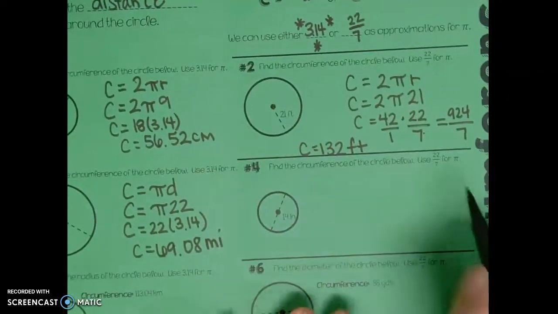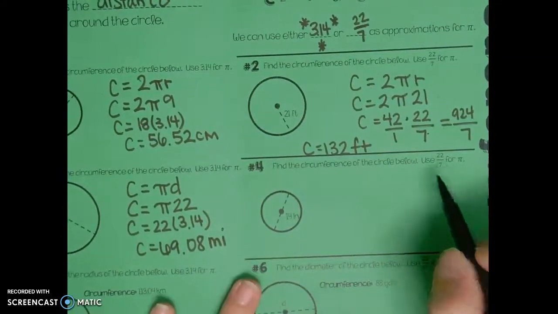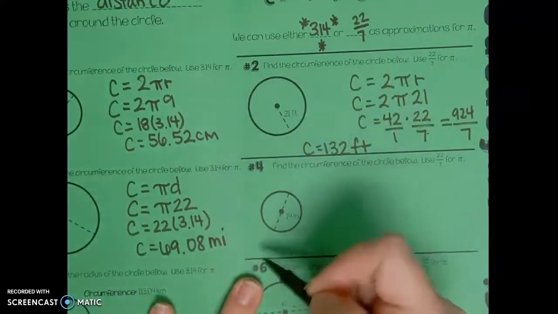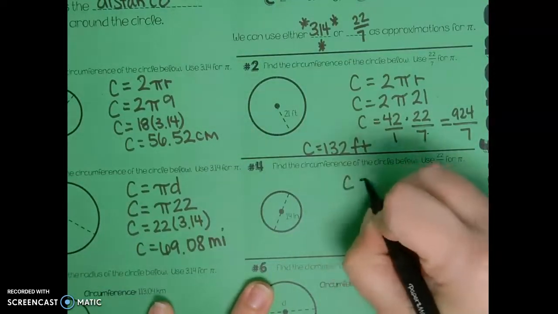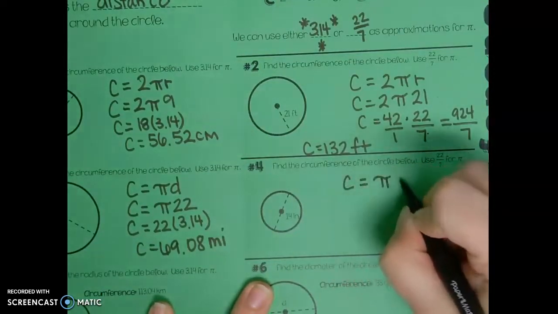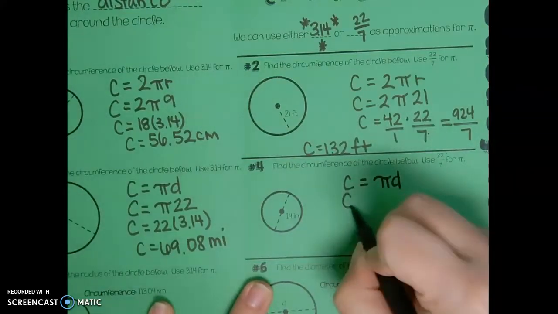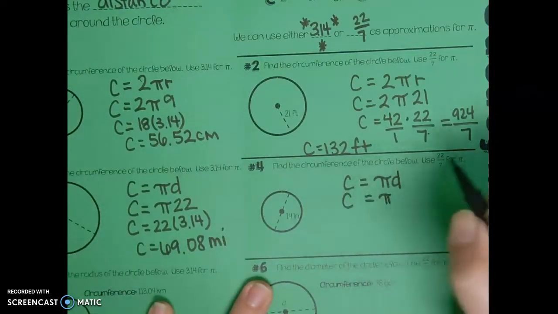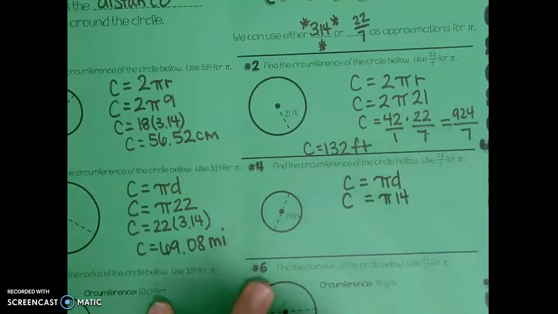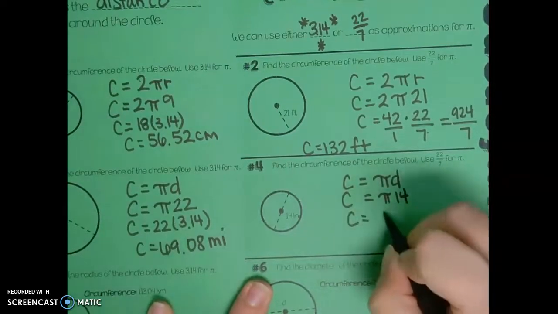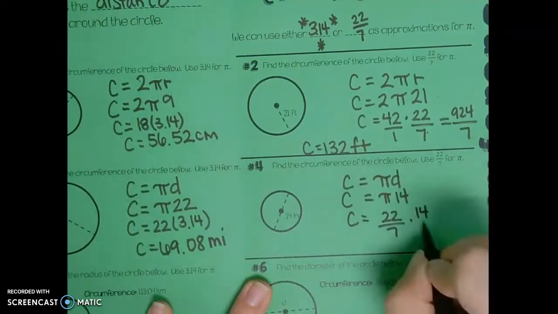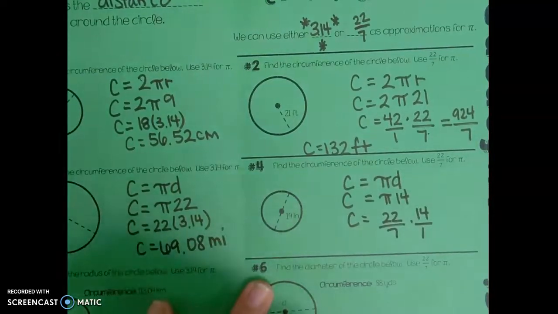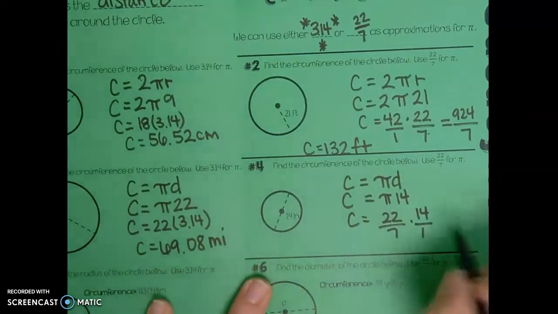Now, number 4, they're going to ask us to use 22/7. And again, our diameter is 14, the distance across that circle. So we have a circumference equals pi times diameter. I'm going to plug in what we know, pi times 14. And this time we're using 22/7 times 14. Remember, we put that number over 1 and make it a fraction.